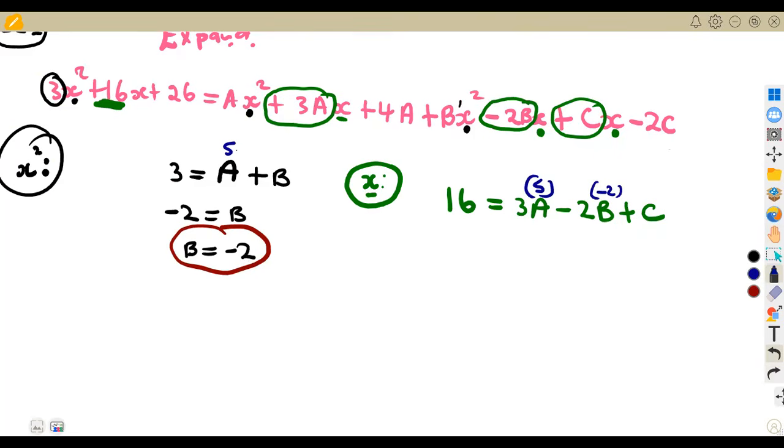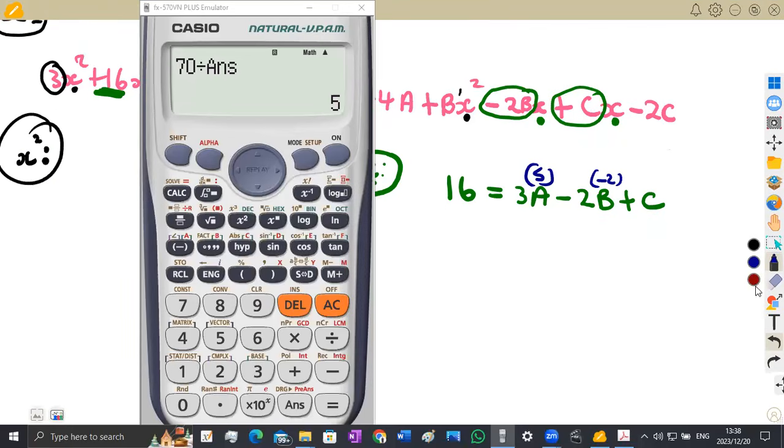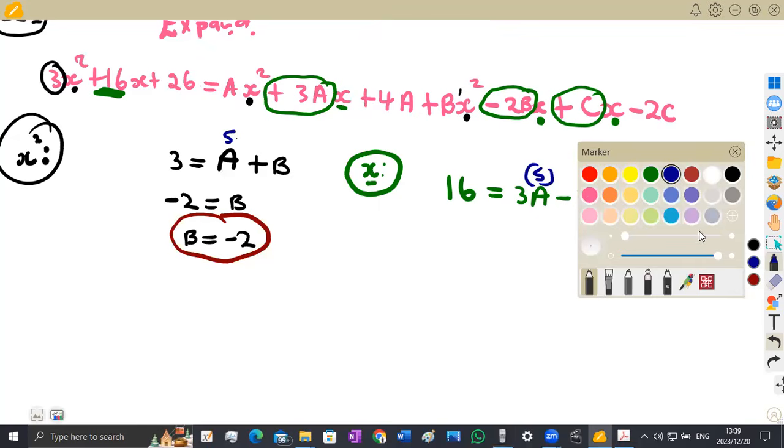All right, so this one, guys, is just you and your calculator. You can simplify what is here on the right-hand side. So it's 3 times what? x, 3 times a, remember, it's 5. So it's 3 times 5 minus 2 times what? Minus 2 times minus 2, like this. So this is going to give us 19. All right, so it means we've got a 19.